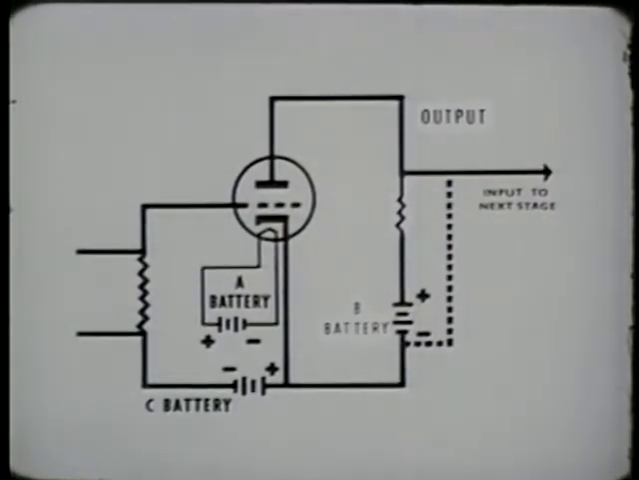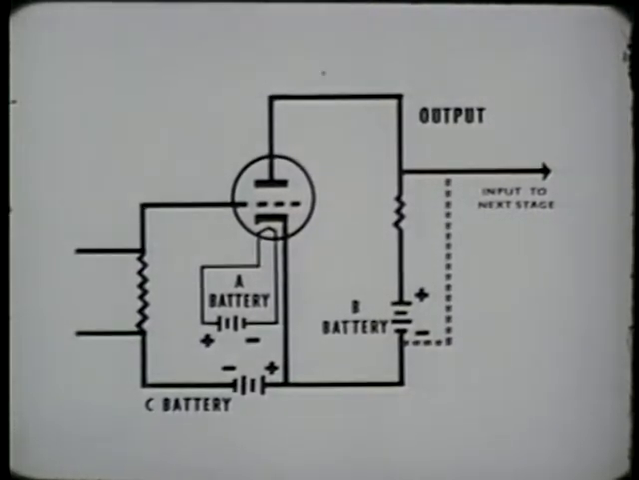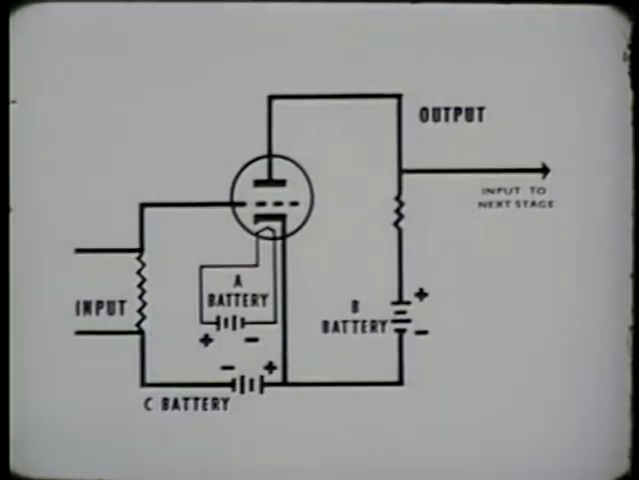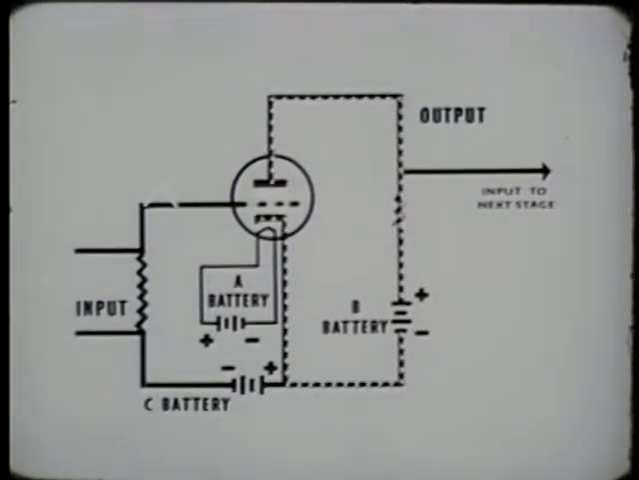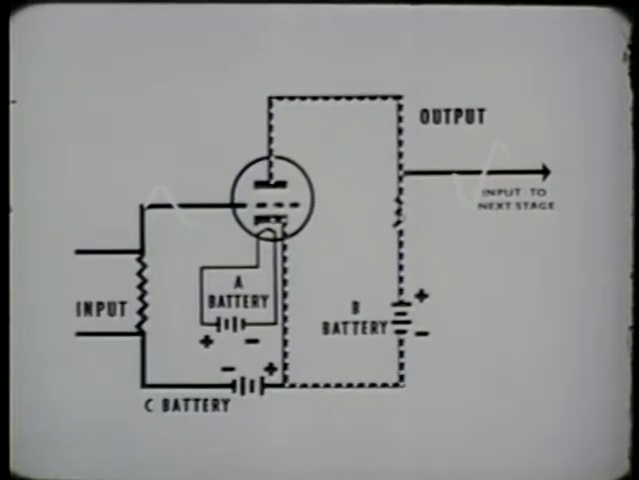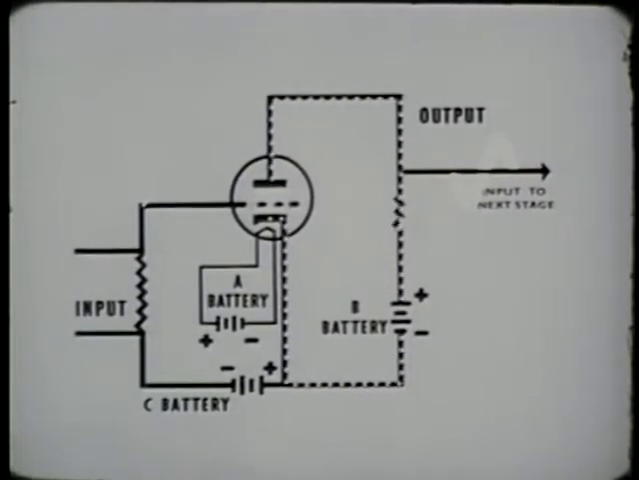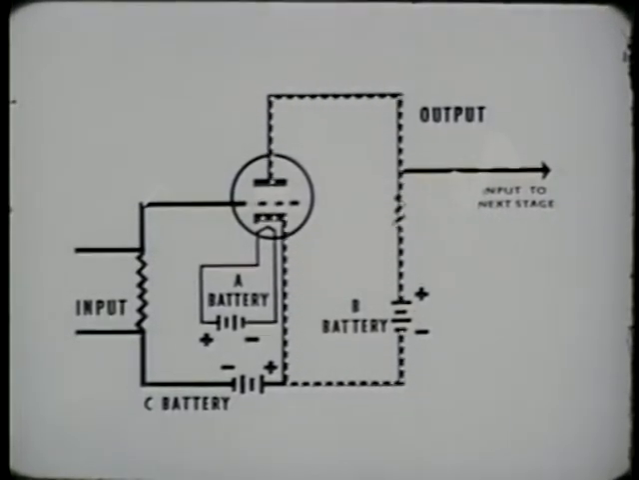The output is taken across the plate resistor and the power supply. The input is applied across the grid resistor. When a small signal is applied to the grid, it varies the difference in potential between the grid and cathode. This causes the current flowing through the tube to vary in accordance with the difference in potential between the grid and cathode. This varying current flow through the tube causes the voltage across the plate load to decrease and increase. This voltage change across the output is an amplified reproduction of the input. It should be noted that the output voltage and the input voltage are 180 degrees out of phase with each other.